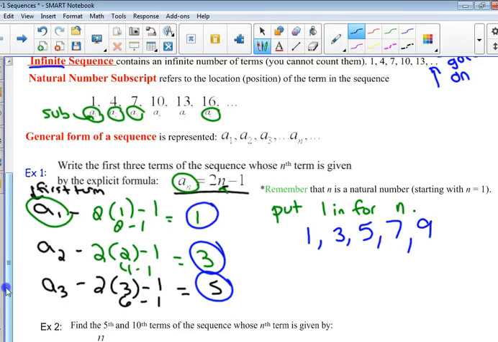But these little a sub 1, a sub 2, a sub 3, that just tells me what position it is. So the second position, the a sub 2, is going to be 3. The a sub 3 is going to be 5. I think that's kind of the most confusing part, what those little subscripts represent.